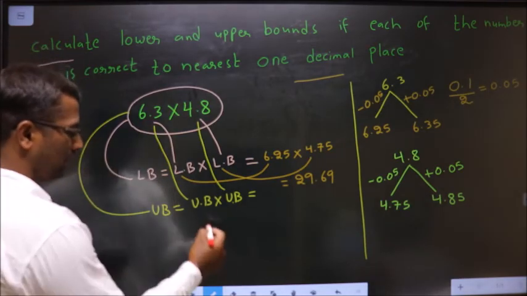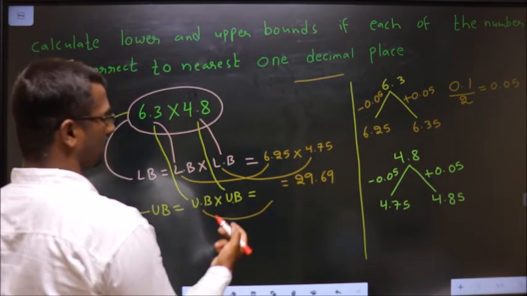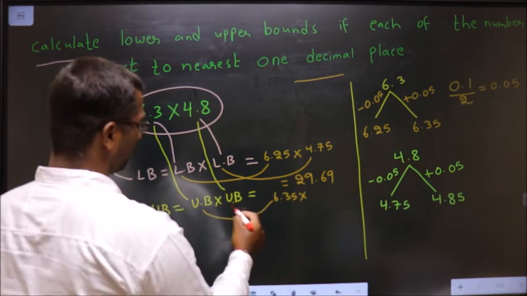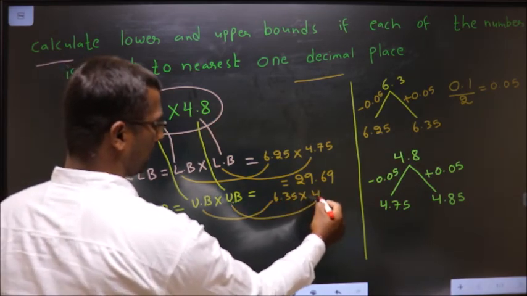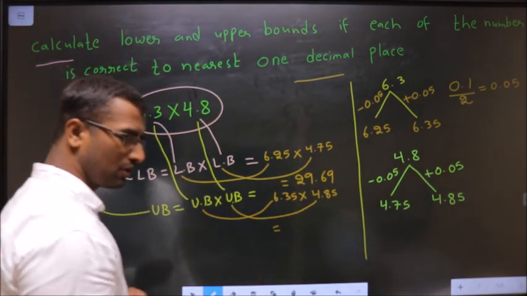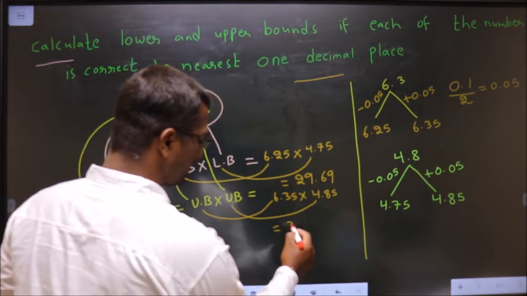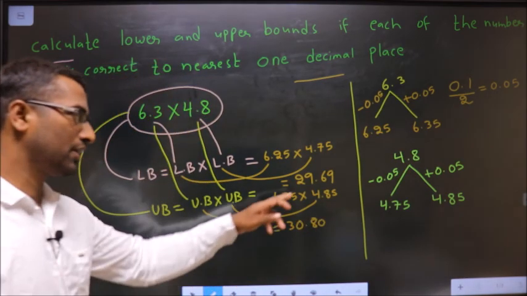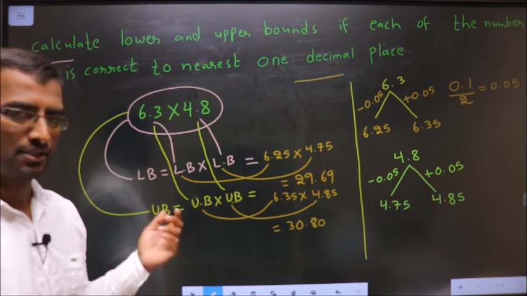Now, take the upper bound of 6.3, 6.35, into the upper bound of 4.8, 4.85. Multiply these two, you get 30.80. So this is the upper bound, this is the lower bound. Is the sum clear?